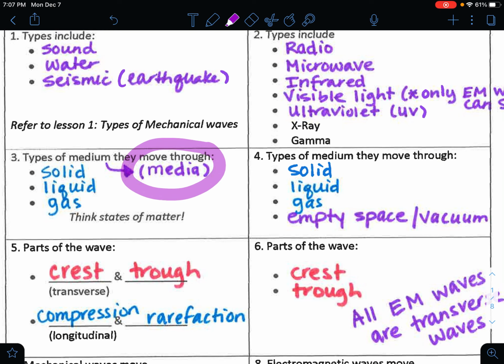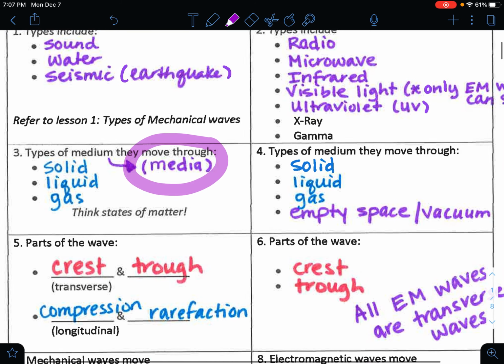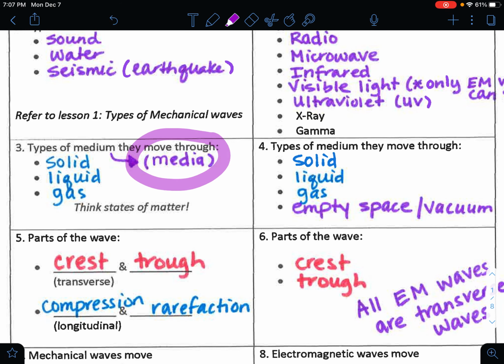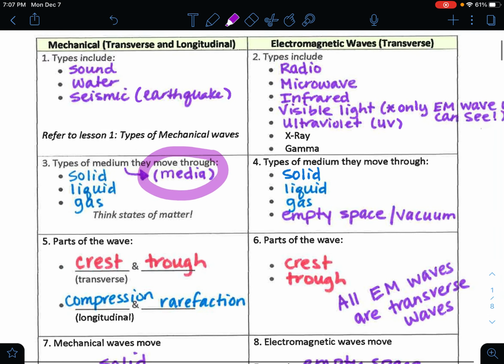So parts of the wave, we have two different types of waves for a mechanical wave. We have a transverse wave and a longitudinal wave. The parts of a transverse wave are a crest and trough, and for a longitudinal wave, we have a compression and rarefaction. Remember that a longitudinal wave might also be called a compression wave. The parts of an EM wave are a crest and trough, because all EM waves are transverse waves.